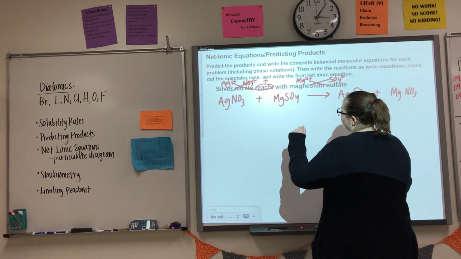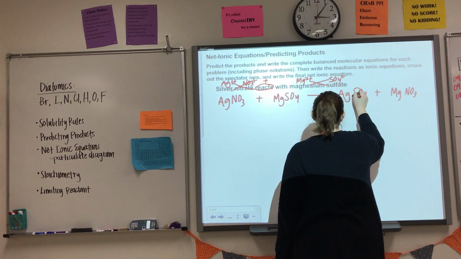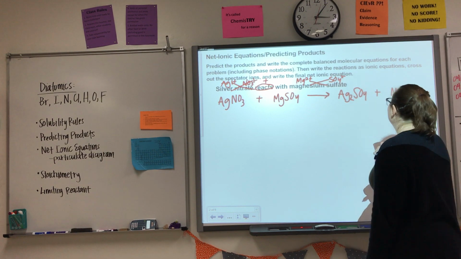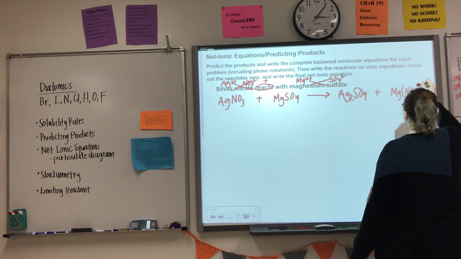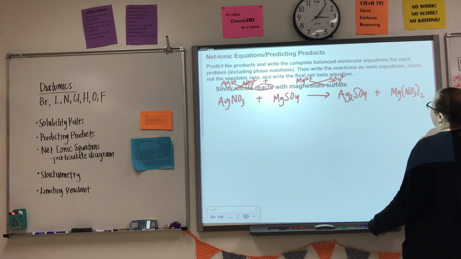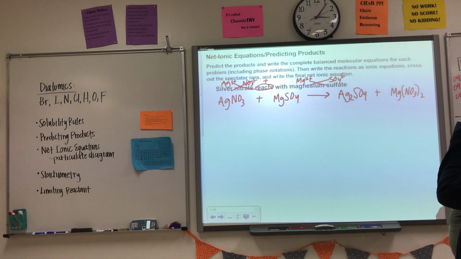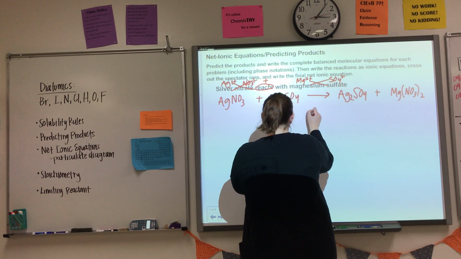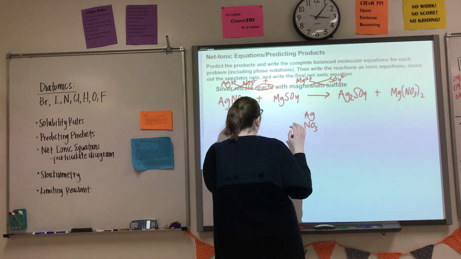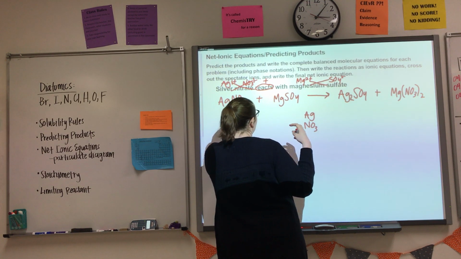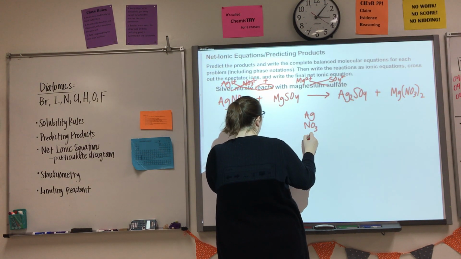Sulfate has a 2 minus and silver has a 1 plus, so it becomes Ag2SO4. Magnesium has a 2 plus and nitrate has a 1 minus, so I'm going to put this whole thing in parentheses and put a 2 on the outside. So to balance this, I have to look. I like to do my balancing this way, just so I can see what is happening in each one. I can leave my polyatomics as 1 unit because they exist as polyatomics on both sides.